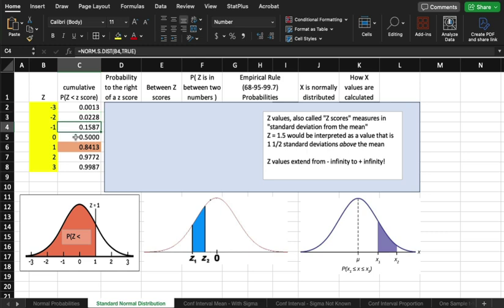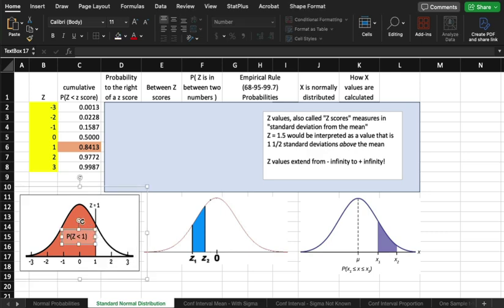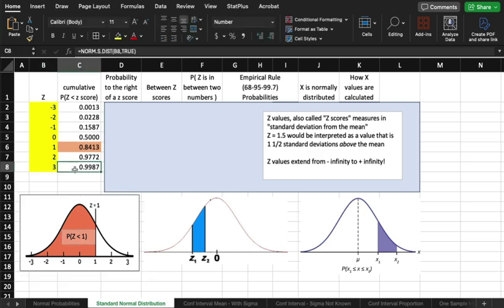And you'll notice that these numbers are getting larger as we go because we're moving farther and farther to the right. And so the total area to the left is going to be a bigger number. You know, that just makes sense. The larger the z value, the larger the probability will be to the left of that value.